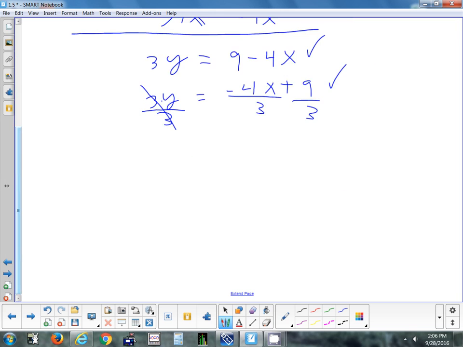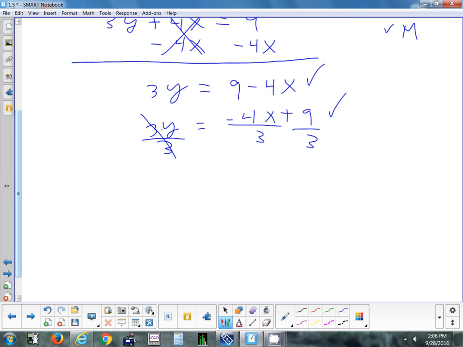Anything on the right that we can clean up a little bit instead of leaving it the way it's written? Yeah, 9 divided by 3 is 3. Yeah, sure, we can do 9 divided by 3 is 3. And if you want to leave this like this, that's fine. If you want to write it the way I showed you, that's fine too. Yeah, Brett, what were you going to say?